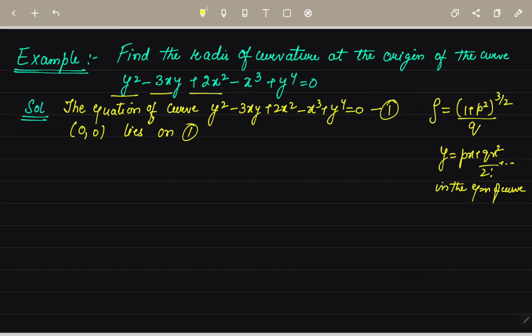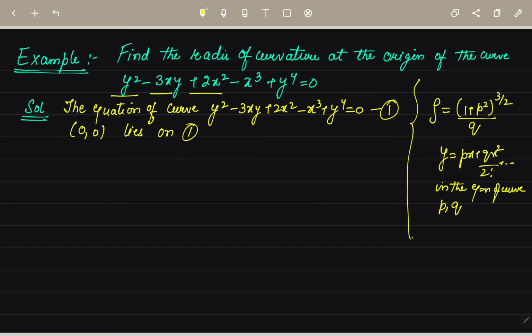And the next step is that we have to equate the coefficients of like powers of x on both sides so that we can find the values of p and q. After finding the values of p and q, we have to substitute these values in the radius of curvature formula, which is rho is equal to (1 plus p square) whole raised to the power 3 by 2, divided by q. So these are the steps basically.